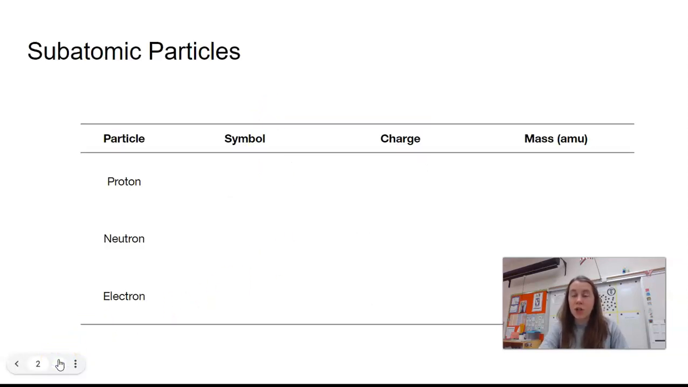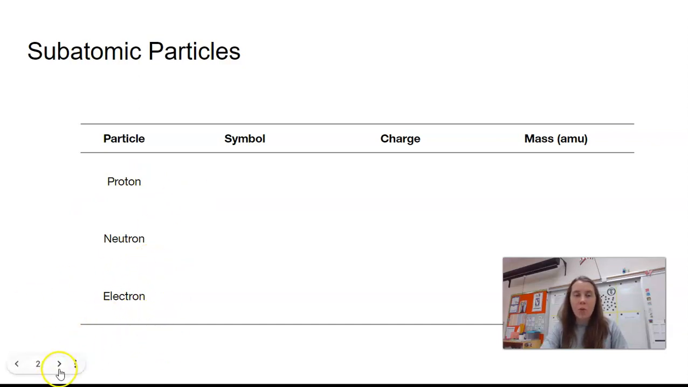All right, first we need to talk about subatomic particles, because that's what's inside our atom, and that determines what those numbers are going to be. So within our atom, we have protons, neutrons, and electrons. The protons and neutrons are found inside the nucleus, and then the electrons are around the outside.